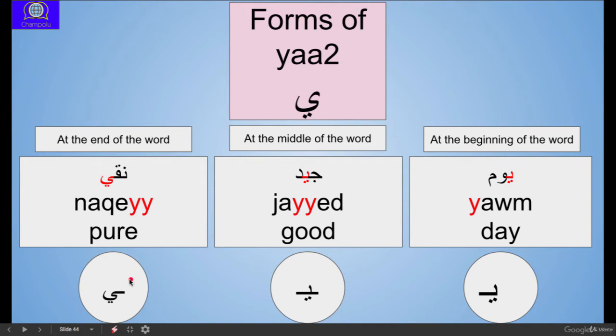Notice that this final form and the separate form might be similar to something that we have seen before in an earlier lesson. What is it? Yes, it's alif layyina. Alif layyina looks exactly the same as ya in the final form and in the separate form. The difference is that ya typically has two dots under it to indicate that it has the yi sound.